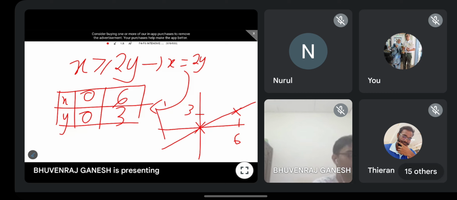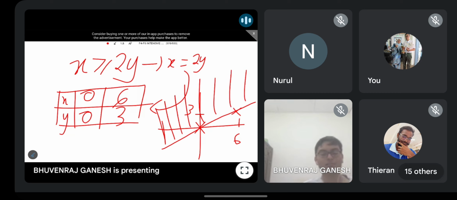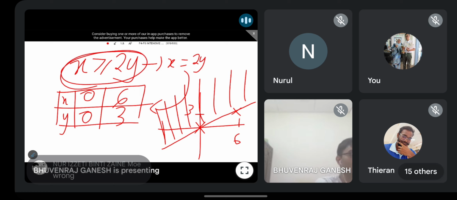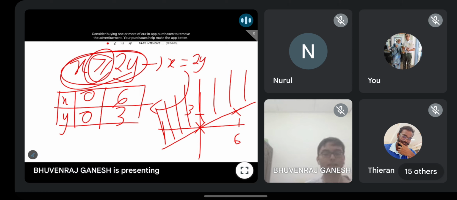So guys, correct or wrong? This is a common mistake, guys. Is this correct or wrong? Yes, wrong. It should be shaded at the bottom. Remember, you cannot directly follow the symbol greater than or equal to and then shade the top directly.